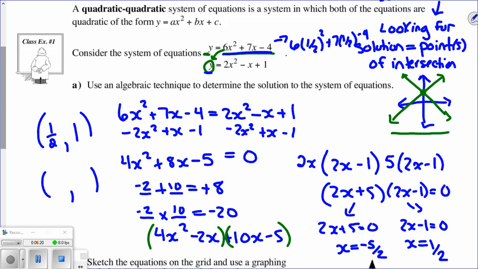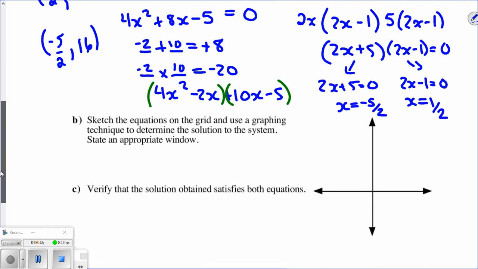And it doesn't matter what equation from the start that you chose to put your x value into, you'll get the right y value regardless, for either one. I'm getting 16. So when x is -5/2, y is +16. So algebraically, we have our solutions.